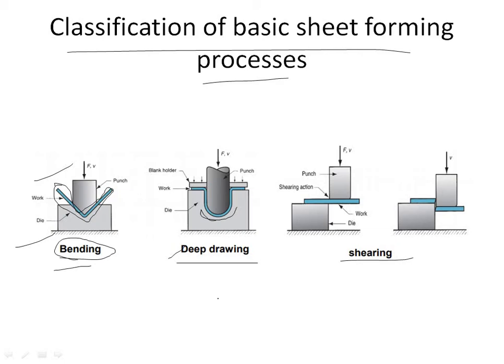A blank holder is used to clamp the blank on the die. You all can see the blank holder, this portion. The blank holder is used to clamp the blank on the die. This blue color is a die, while the punch pushes into the sheet metal. The sheet is drawn into the die hole, taking the shape of the cavity.